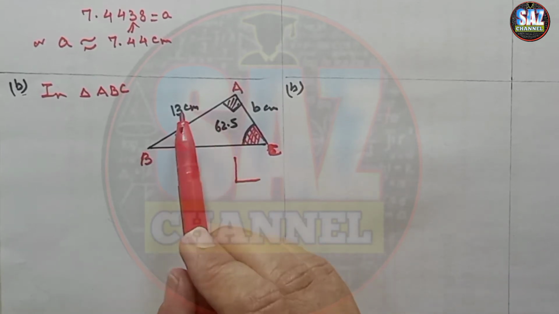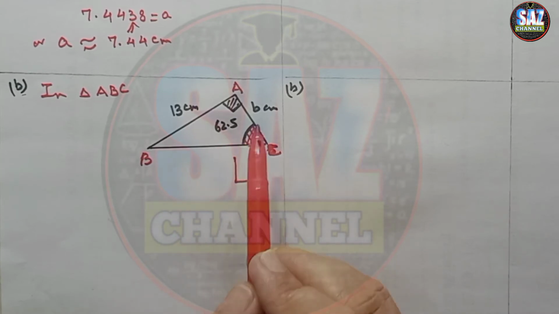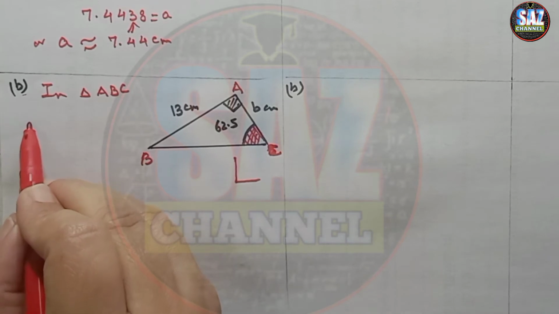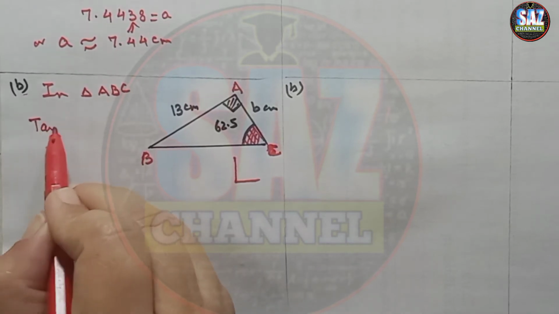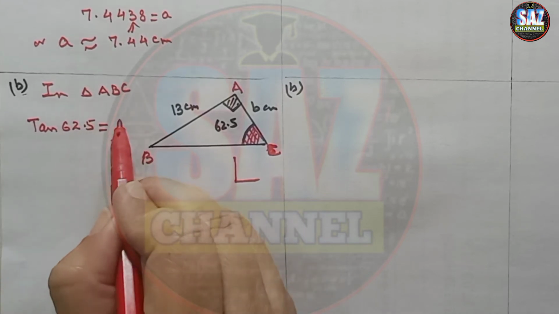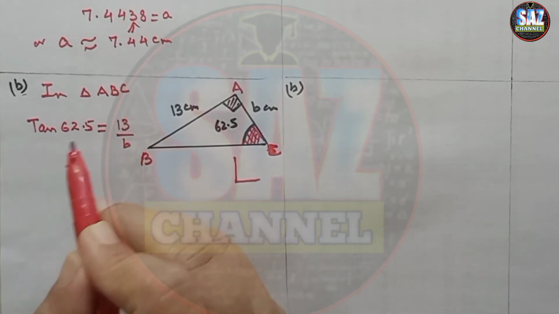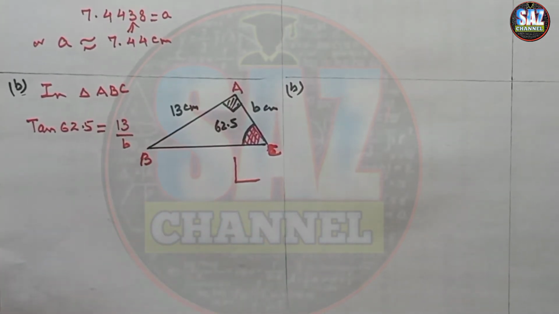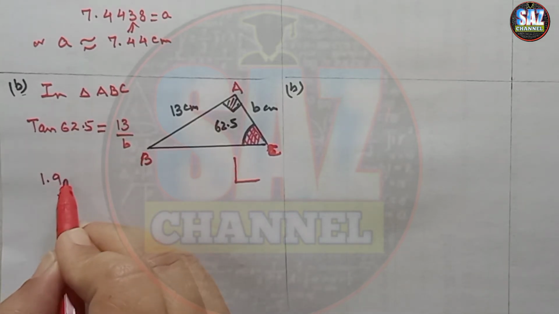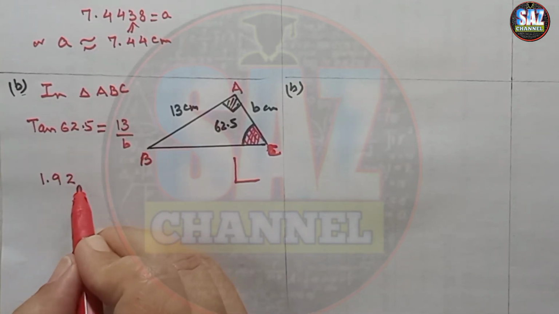Now opposite and adjacent, which trigonometric ratio? That is the tangent. So tangent 62.5 degrees equals 13 by B. Now check the value of tangent 62.5, and this gives me 1.92098.